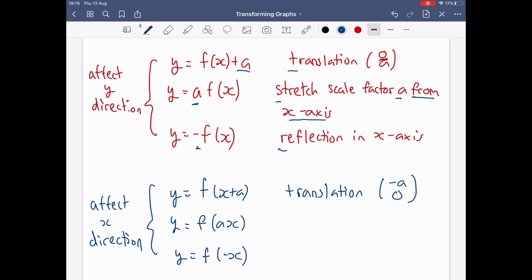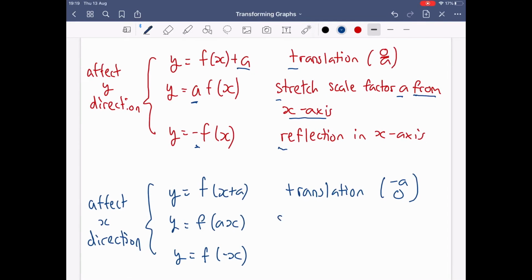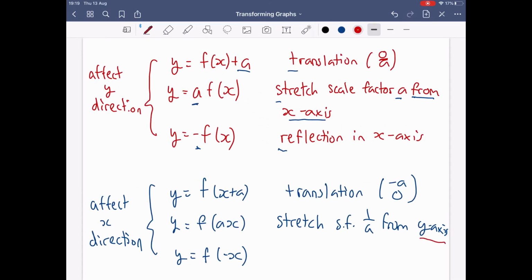Now, y equals f of ax. Here, you would stretch, I'm just going to write SF, which is just scale factor, 1 over a from the y-axis. So here you can see that it is no longer from the x-axis, it's from the y-axis. You see how many units away something is from the y-axis, the vertical line. So let's take this point here, this is 1 unit away. You would stretch this by scale factor 1 over a. So if a was 2, you would multiply 1 by 1 over 2. So this would go here, 1 over 2, and the new point would be here.